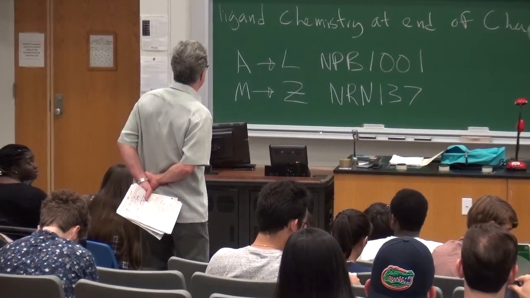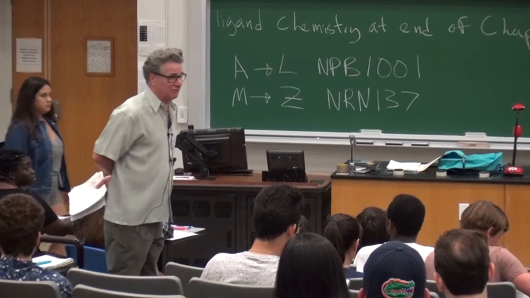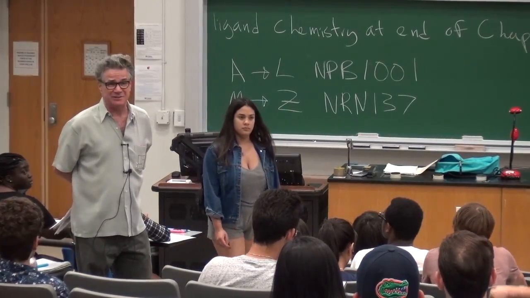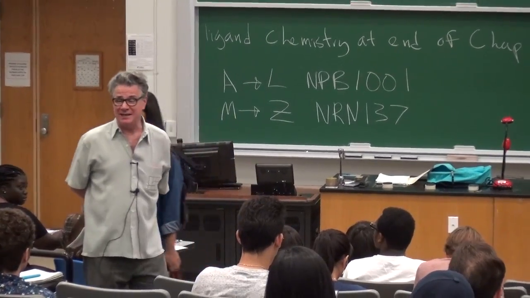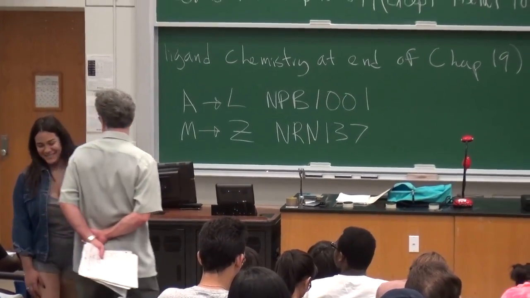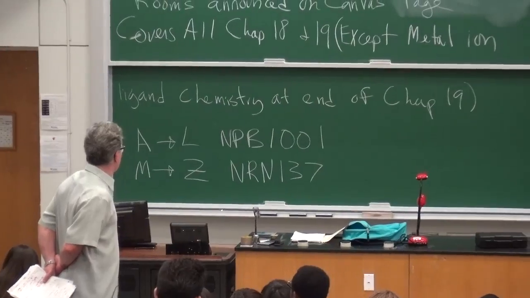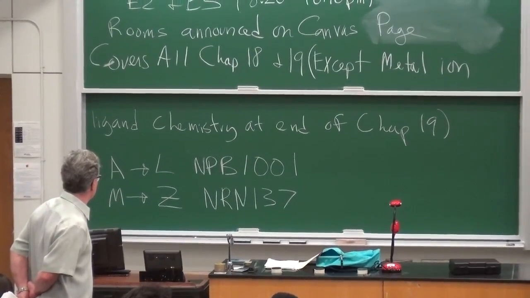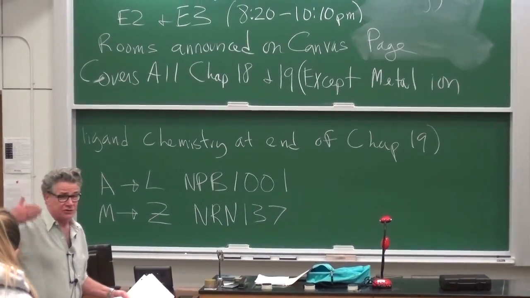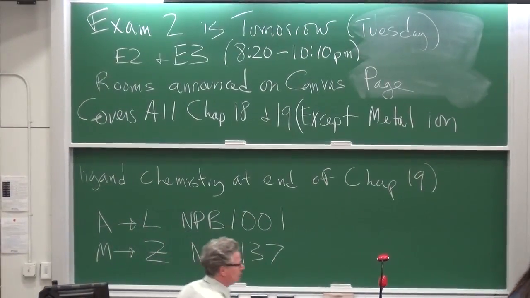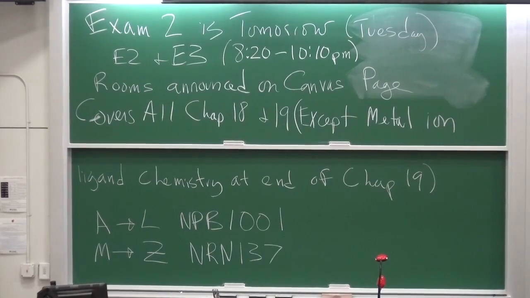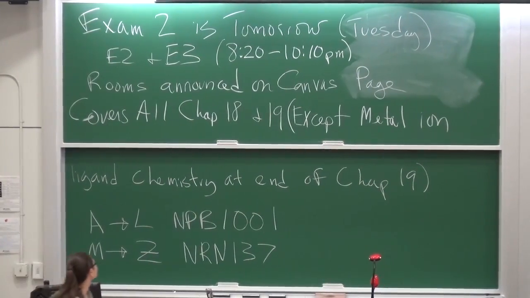Okay, it covers all of 18, 19, except the material on metal ion ligand chemistry. And so that's the last part of the chapter. I didn't get a chance to get to that. Oh, I'm so sorry. But it goes up through the stuff on solubility product equilibrium. I want to hit a couple more topics on that, and then we'll stop.